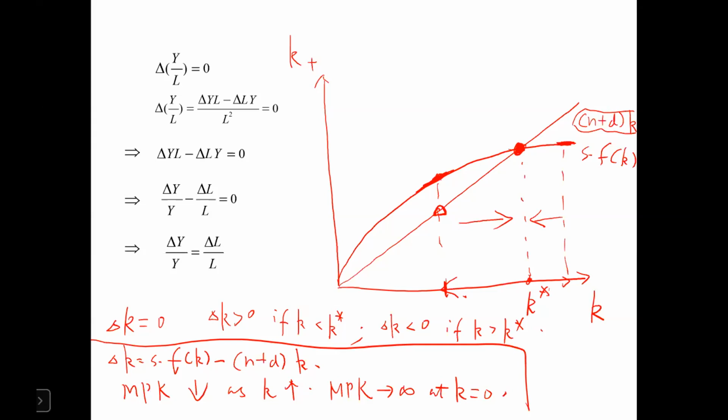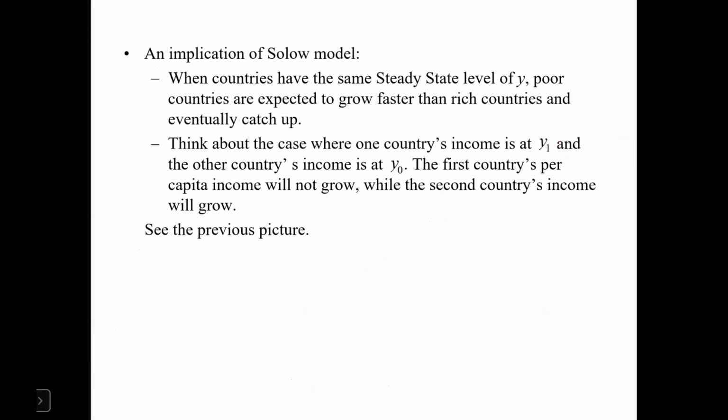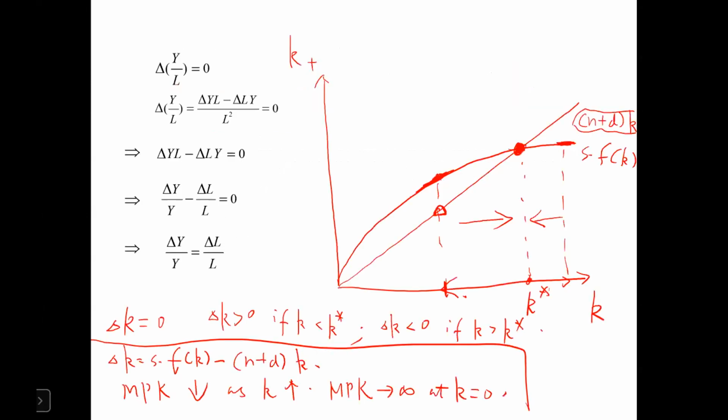Okay. So now, given this discussion, we can see some implications. First, when countries have the same steady-state level Y star, Y, poor countries are expected to grow faster than rich countries and eventually catch up. Why is that? Let's go to the previous graph.